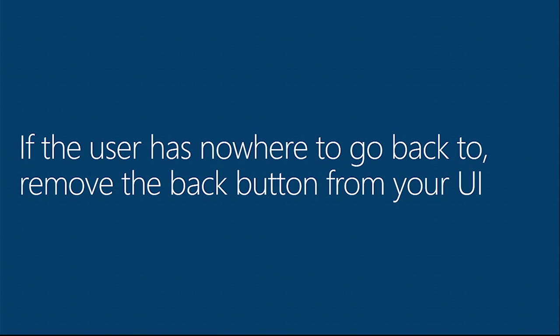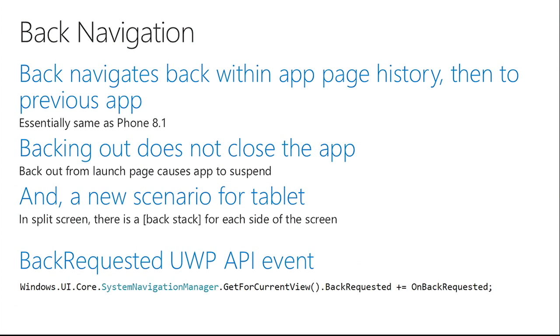The key message here, obviously, is do the right thing. Don't provide a back button if the user is pressing it and nothing's happening. That's so annoying. Just only provide back button UI if there's somewhere to go back to. Yeah, makes sense. Now, here's the thing.